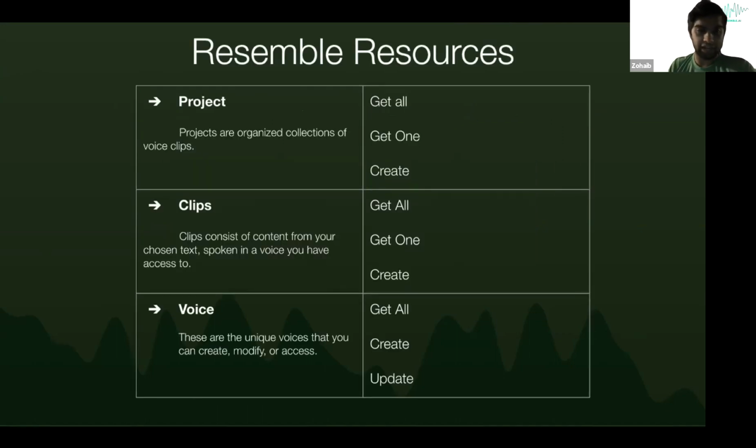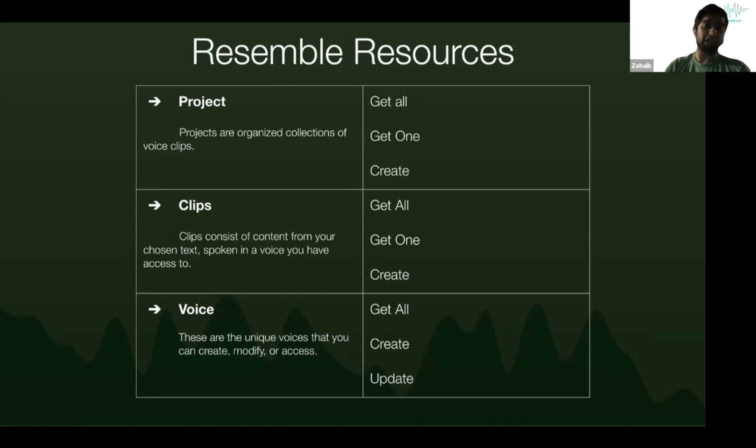In terms of resources, there are three available to you that you will mostly interact with. The first is a project. A project is an organized collection of voice clips. Because we're providing a REST API, you can use some common verbs with each resource. So you can get all of them, you can get a single one of them, or you can create a project. Similarly with a clip, which lives inside a project, you can get them all, get one of them, or create a clip, which we'll talk about in a little bit as well.